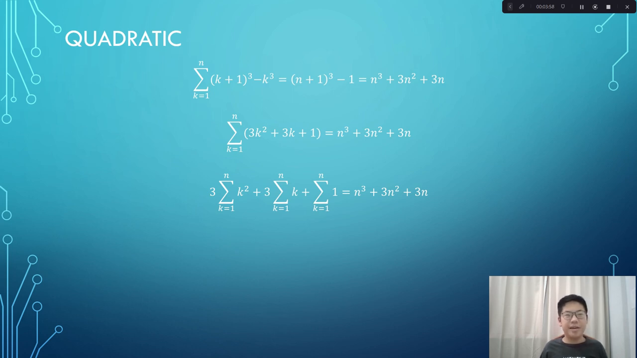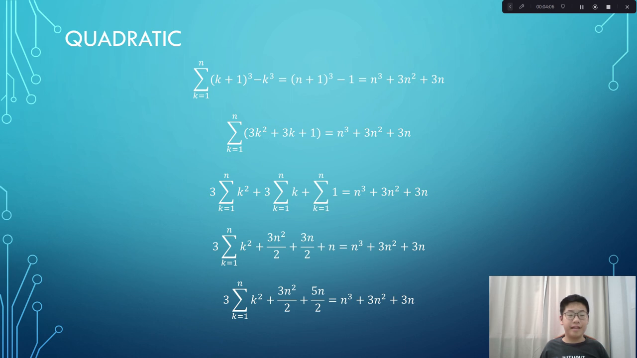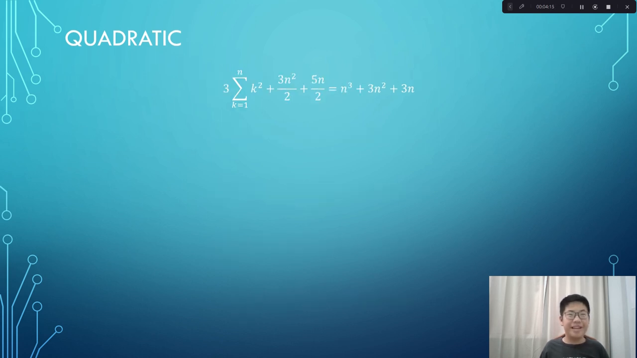Then we use the summation of k and the summation of 1. We now have to add on the left-hand side, move them over, but before we move them over, let's just first simplify the terms on the left-hand side to get 3n squared over 2 plus 5n over 2. But how do we get rid of those pesky terms on the left? Simple, we just move them over to the right-hand side.